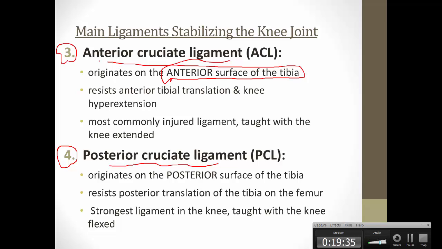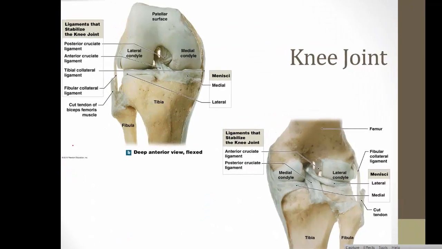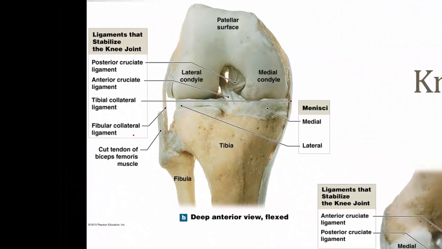So the anterior cruciate will attach to the tibia anteriorly and to the femur posteriorly, and the opposite, vice versa, for the posterior cruciate ligament, because they attach posteriorly on the tibia and anteriorly on the femur. Both of these ligaments could be injured. However, the posterior cruciate ligament is the strongest ligament of the knee. So let's see the picture. It makes it a little bit easier.